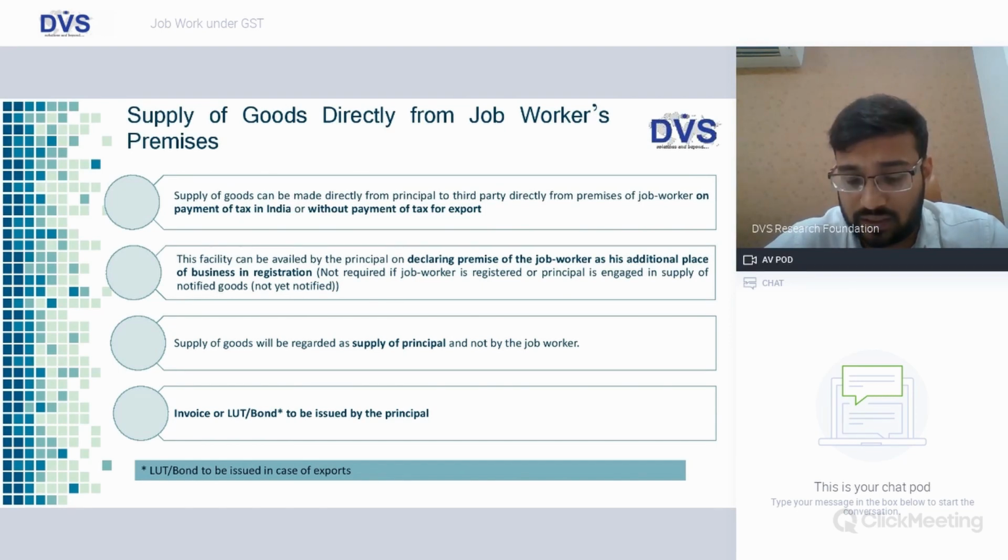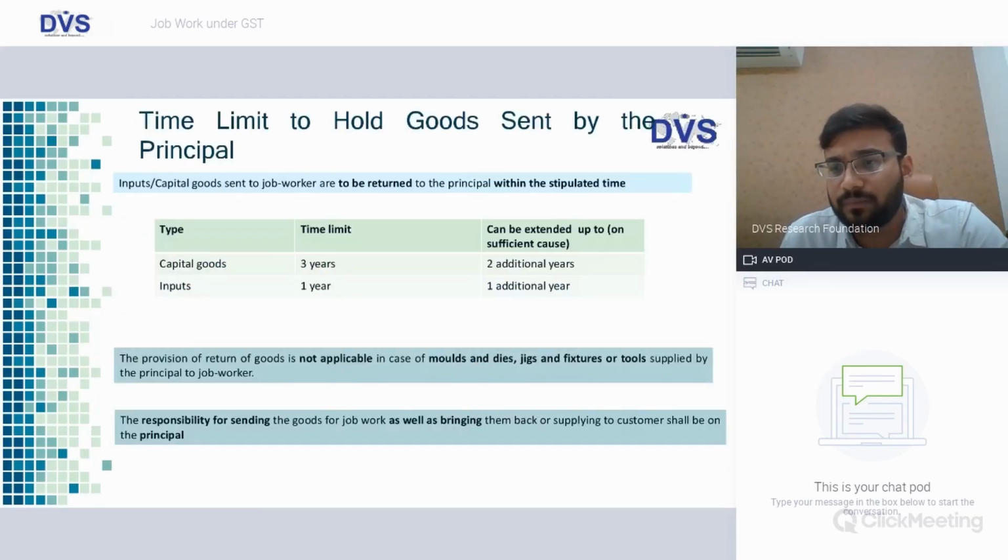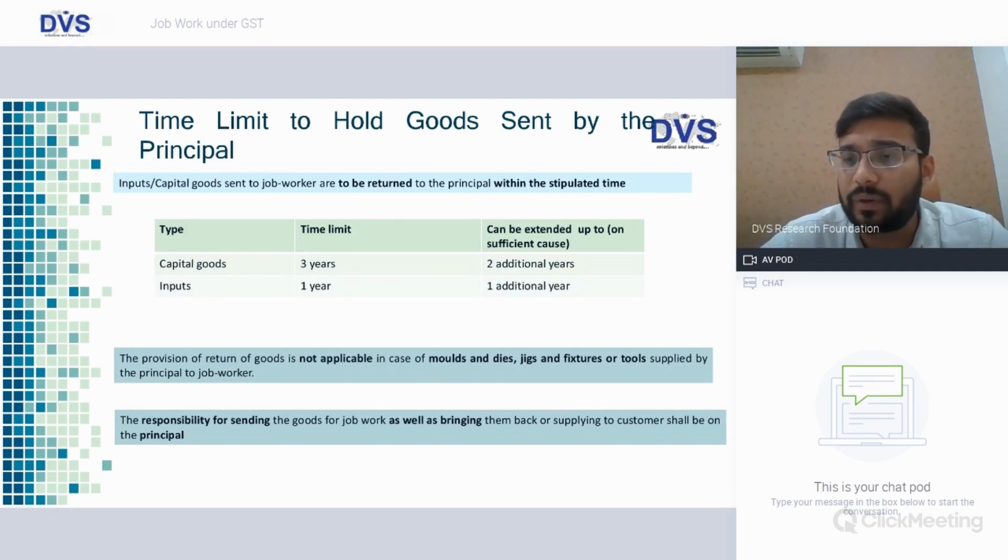For direct supply from the job worker's premises, the principal has to consider the job worker's premises as his additional place of business, and that has to be mentioned in the registration certificate. If that is not there, he cannot make a direct supply from the job worker's premises. Supply of goods will be regarded as supply of the principal and not by the job worker, as we have seen earlier also, friends. Time limit to hold goods sent by the principal. Input capital goods. Whatever goods are being sent by the principal to the job worker, there is a time limit: for capital goods, 3 years, up to which the goods can remain in the premises of the job worker. Inputs can remain up to 1 year.